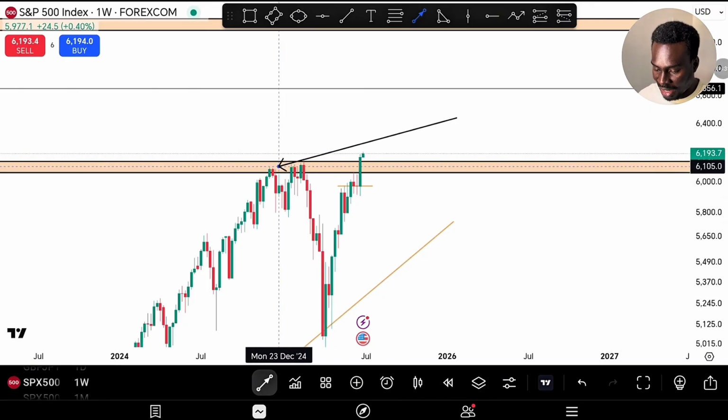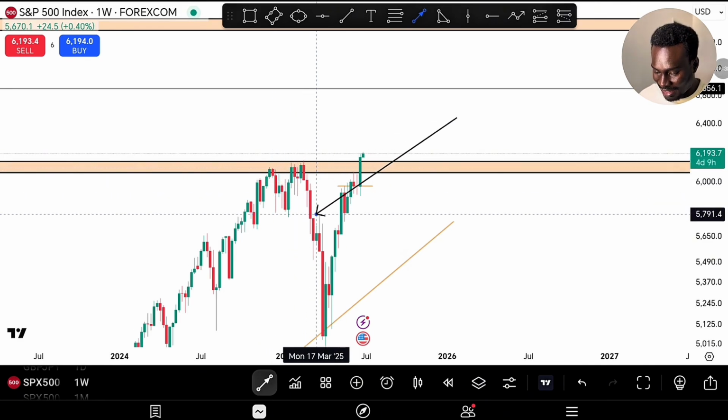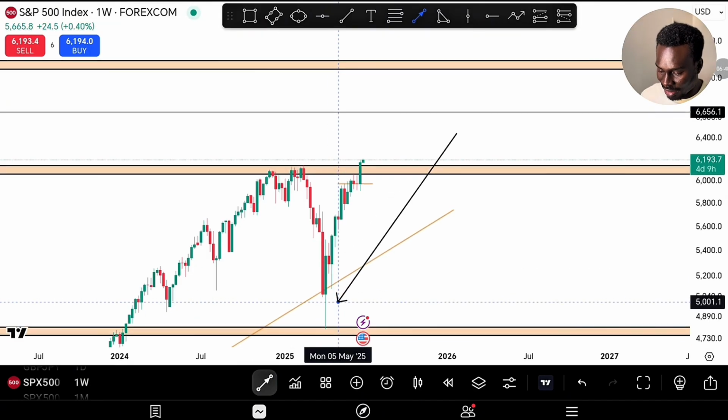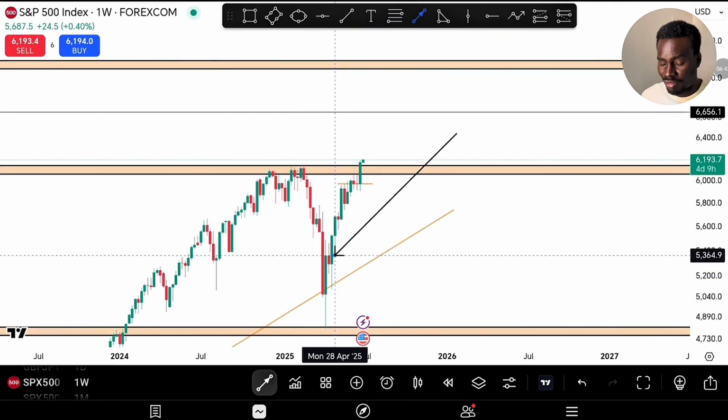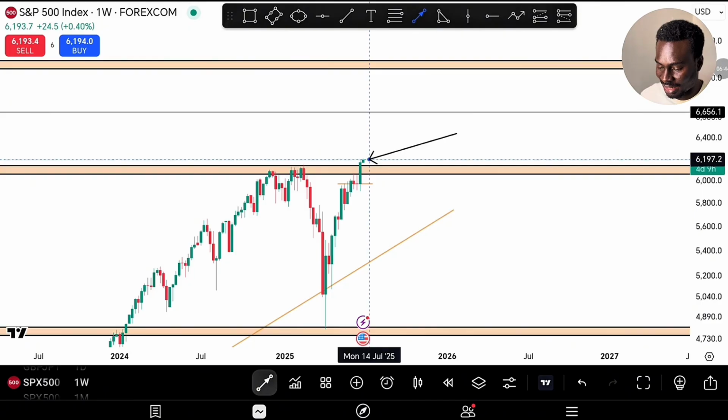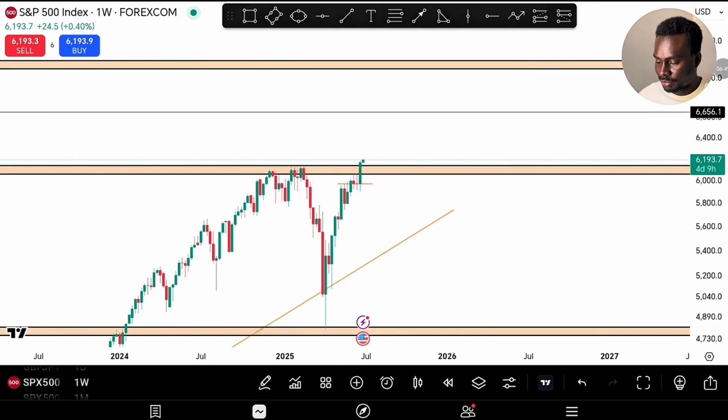Initially we had this first reaction here. The market came down, made a second attempt, made a third attempt, and then tanked down. Now, after tanking to the downside, you've seen that it's come on with this bullish momentum back to this monthly zone and has showed a strong bullish candle close above this. So what does it just simply mean? The S&P 500 is going to keep rising.